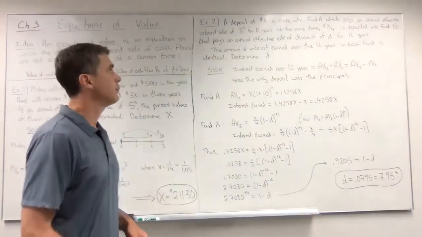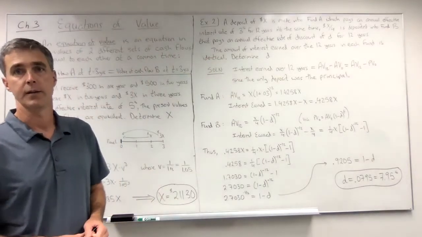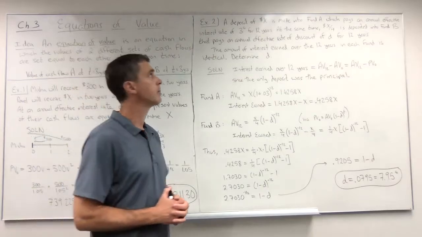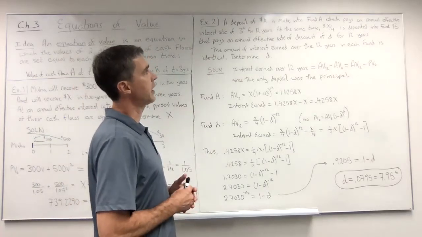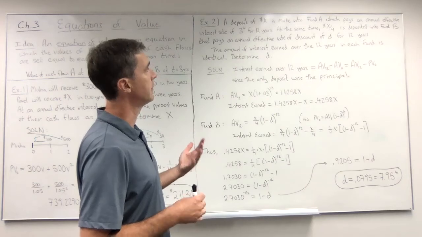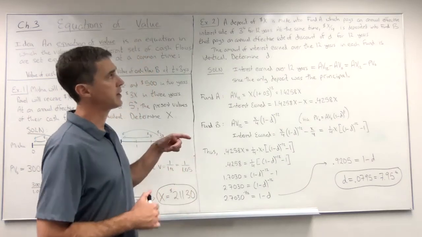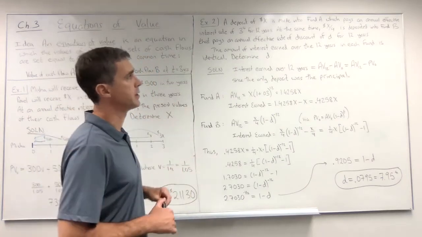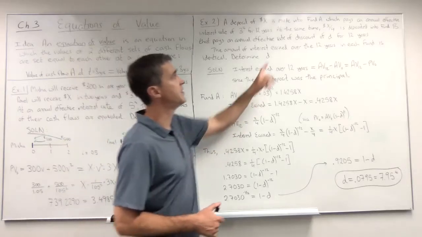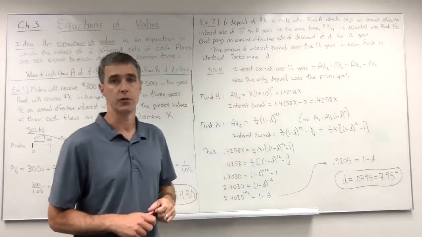Okay. Example 2 is a bit more challenging, and it introduces an idea that sounds really complicated, but it's not really. Okay, a deposit of X dollars is made into Fund A, which pays an annual effective interest rate of 3% for 12 years. At the same time, X over 4 dollars is deposited into a separate Fund B, and that pays an annual effective rate of discount of d for 12 years.